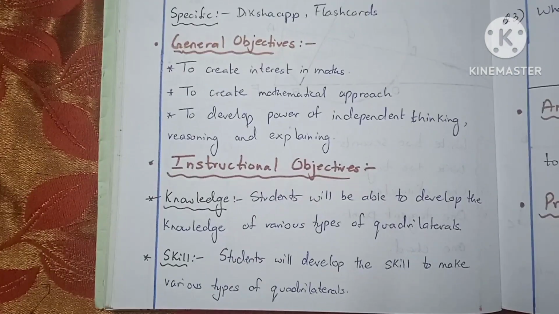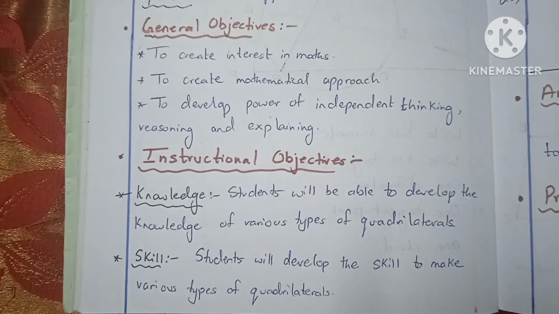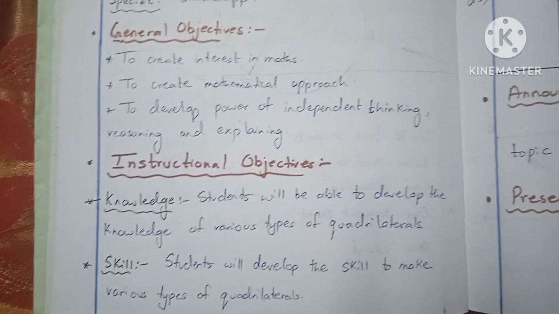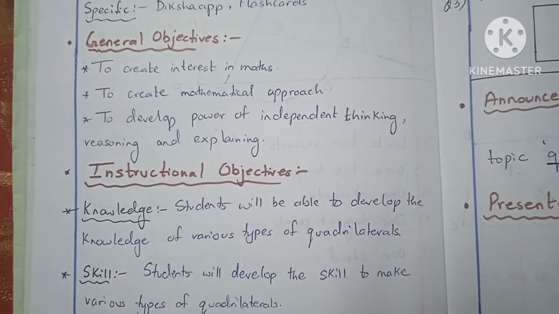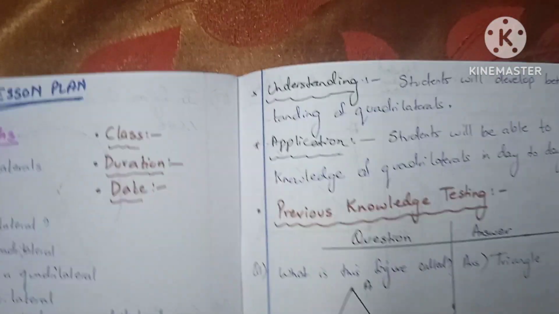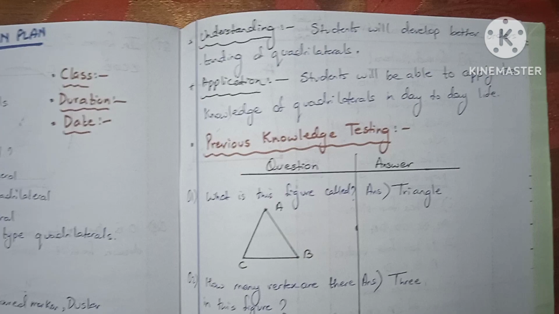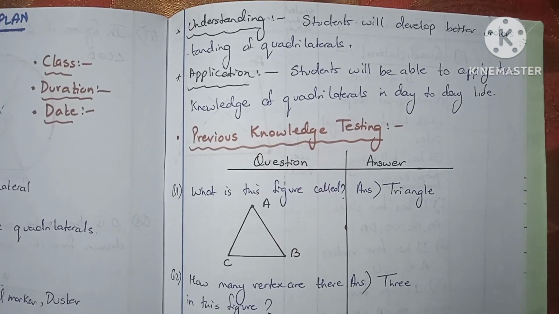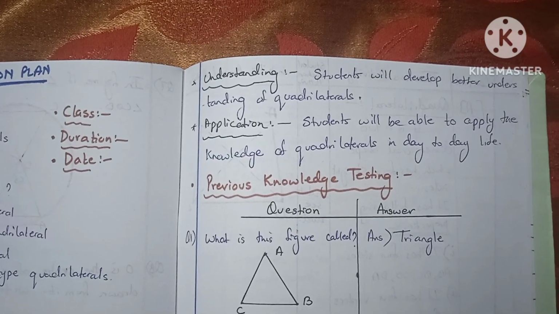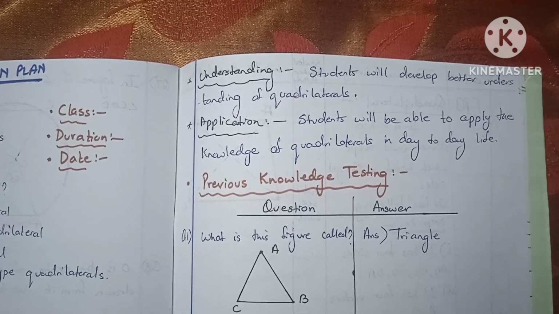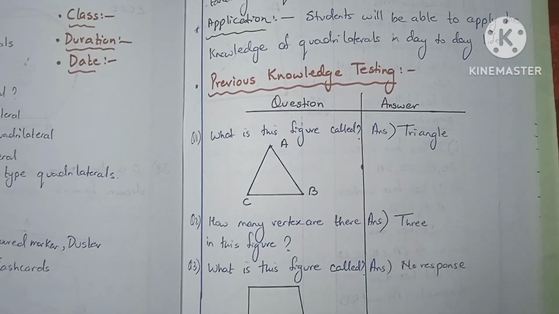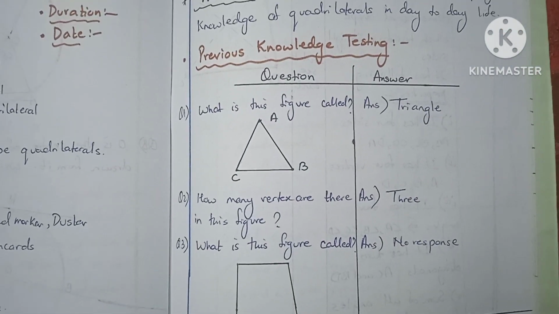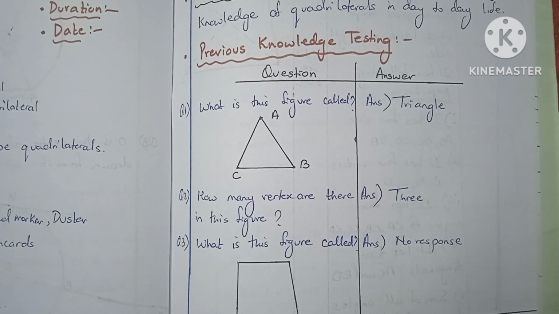For instructional objectives, students will be able to develop knowledge of various types of quadrilaterals, then they will develop the skill to make various types of quadrilaterals. Then the students will develop a better understanding of quadrilaterals, and they will be able to apply the knowledge of quadrilaterals in their day-to-day life. For previous knowledge testing, the teacher gives them the following question.